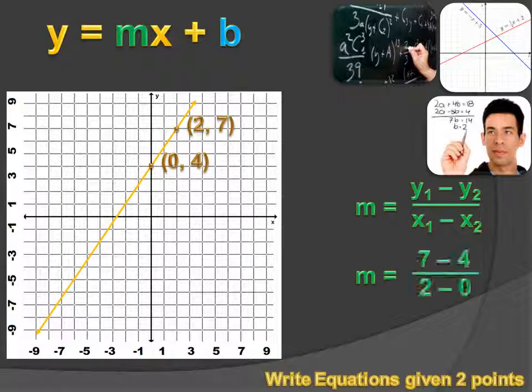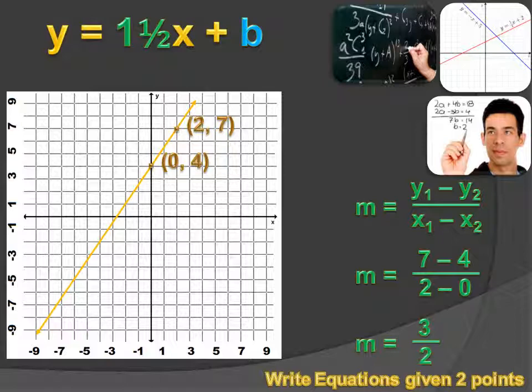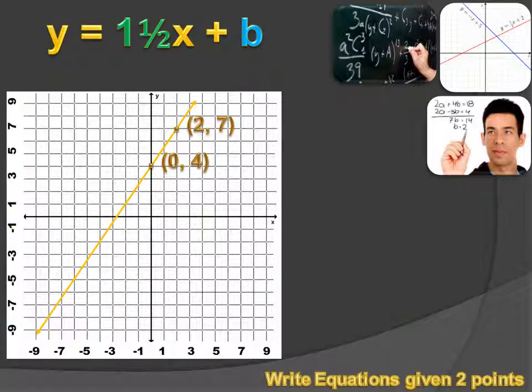So our slope would be 7 minus 4 over 2 minus 0, or 3 divided by 2, or 1.5. Well, now we know what m equals. M equals 1.5. So I can replace the m in the generic Slope-Intercept Form equation with a 1.5, and I've got y equals 1.5x plus b. But now we've got to figure out what b is.